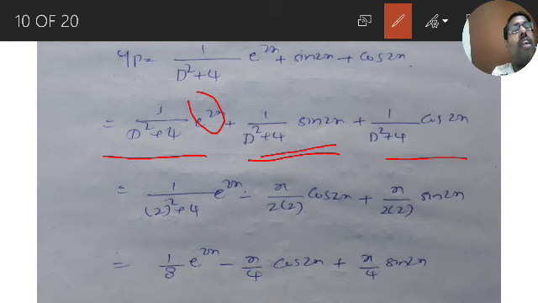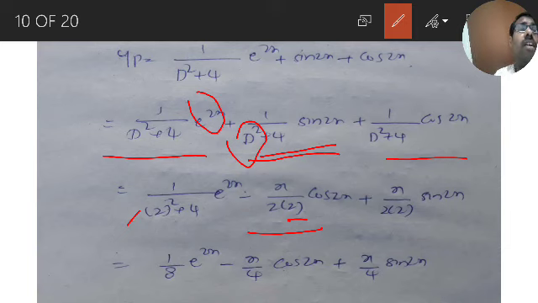Now coming to the second term, 1 by d square plus 4 of sin 2x. At place of a we are having 2, so a square is 4, minus a square is minus 4. So at place of d square substitute minus 4, and minus 4 plus 4 becomes 0. Now you have to go for the formula: 1 by d square plus a square of sin ax is minus x by 2a cos ax. Here a is equal to 2, so minus x by 2 into 2 of cos 2x.